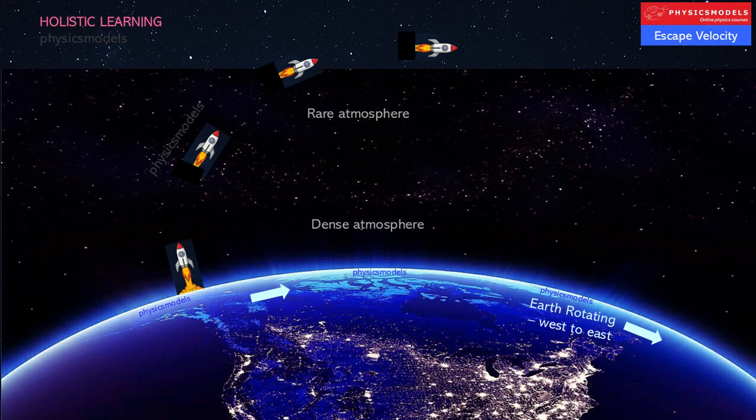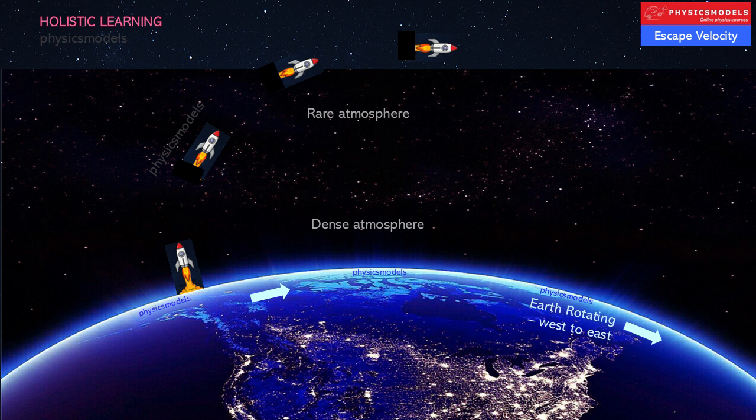From a practical learning viewpoint, rockets are not launched purely vertically. Two things come into the picture. One is that the Earth is rotating from west to east. How to take advantage of that? The second point is that the atmosphere is also rotating along with the Earth from west to east. How do we take advantage of that?